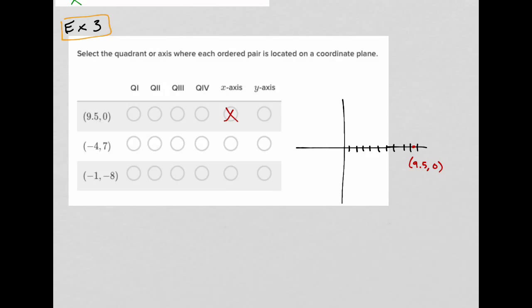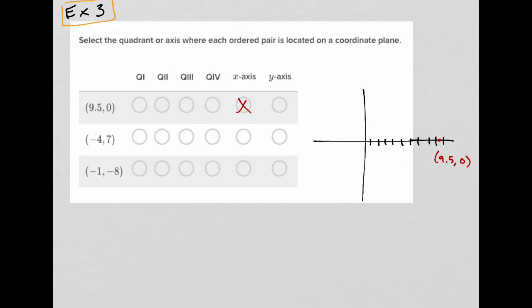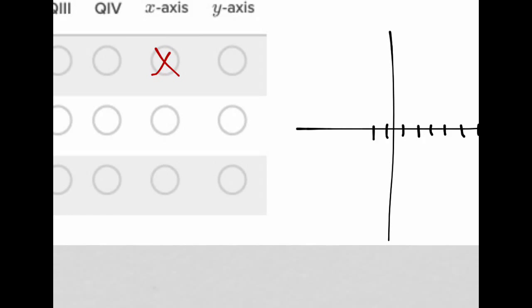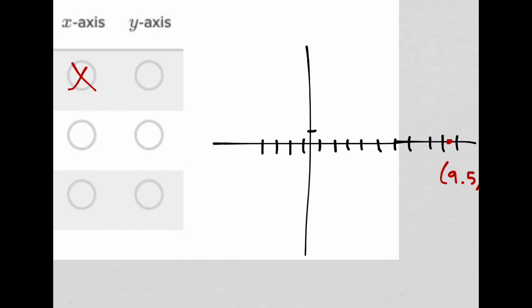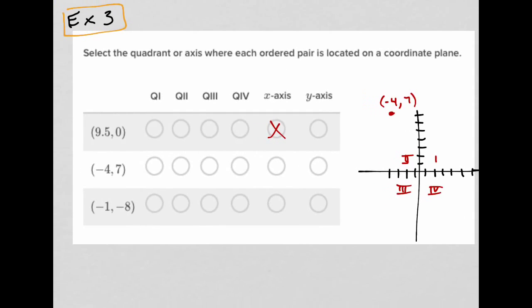Sweet. Negative 4, comma 7. Well, that would be back 4, and then up 7, and then you would plot it. Remember, you have to do both the x and the y coordinates before you actually plot. So we got back 4, 1, 2, 3, 4, up 7. That would be negative 4, comma 7. This is quadrant 1, quadrant 2, quadrant 3, and quadrant 4. So that would be quadrant 2.